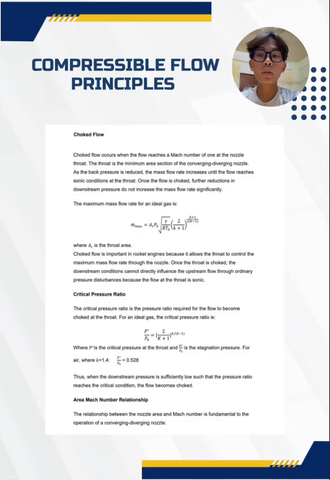It determines when the choking occurs. For an ideal gas, the ratio depends on the specific heat ratio, which we call gamma. For air, gamma is equal to 1.4 and the critical pressure ratio is approximately 0.528. Therefore, when the downstream pressure is sufficiently low and this critical condition is reached, the flow becomes choked. The area-Mach number relationship is also important because it explains how changes in nozzle area affect the flow velocity and the Mach number.